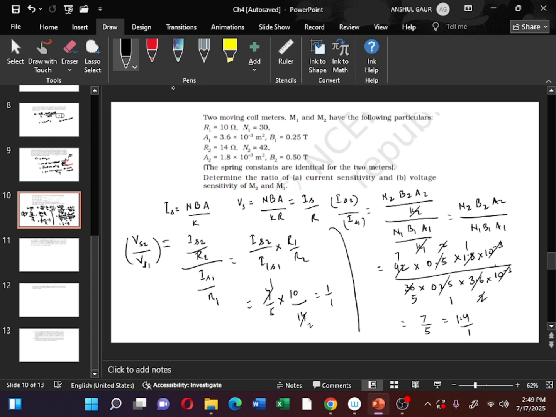So these are the answers. The first answer, which is the ratio of current sensitivity, is 1.4 is to 1, and the second answer, which is the voltage sensitivity ratio, Vs2 upon Vs1, is equal to 1 is to 1.